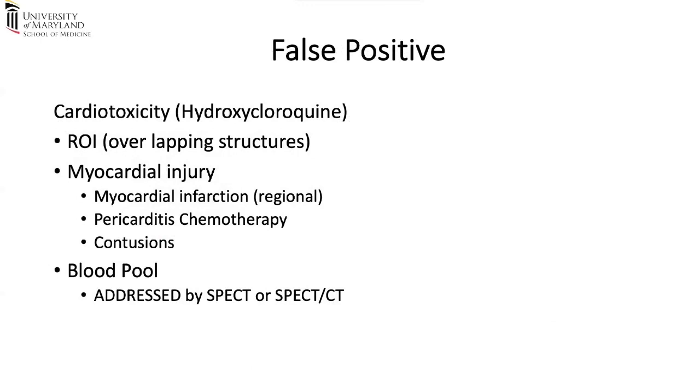Then our region of interest. Do we have overlapping structures? Do we have ribs in the way? Myocardial infarctions, regionality again versus diffuse. Pericardial, chemotherapy, myocardial contusions, all can cause false positives. Blood pool, again, that's addressed by your SPECT and your SPECT-CT.